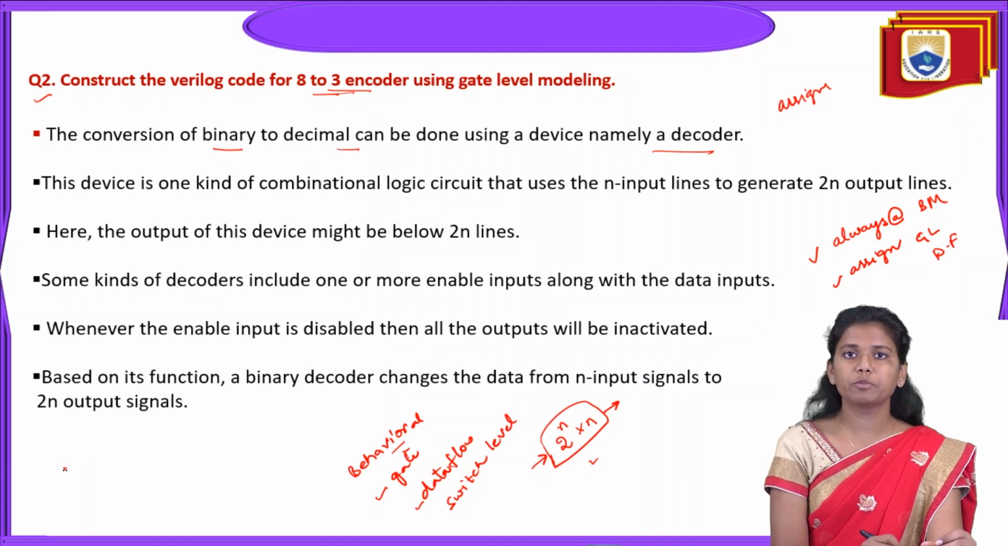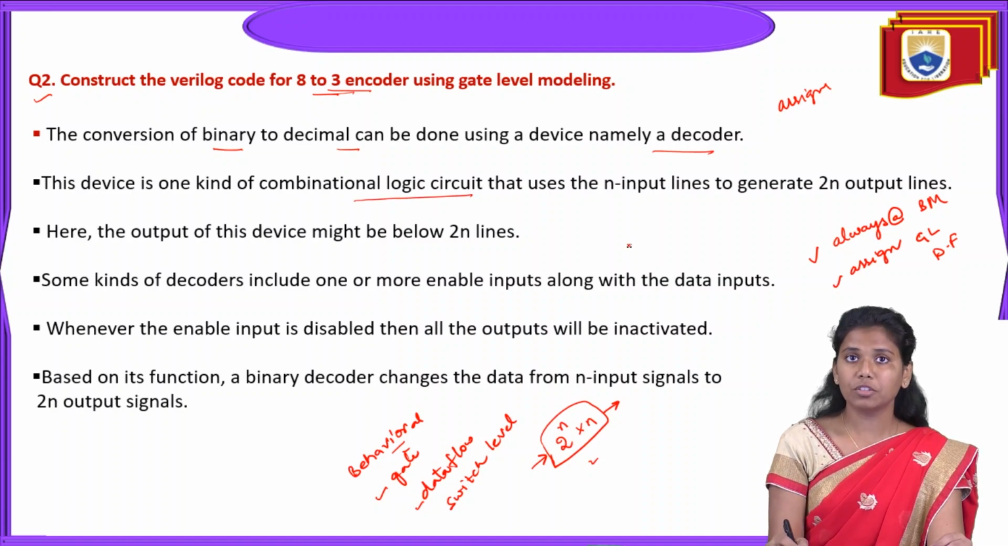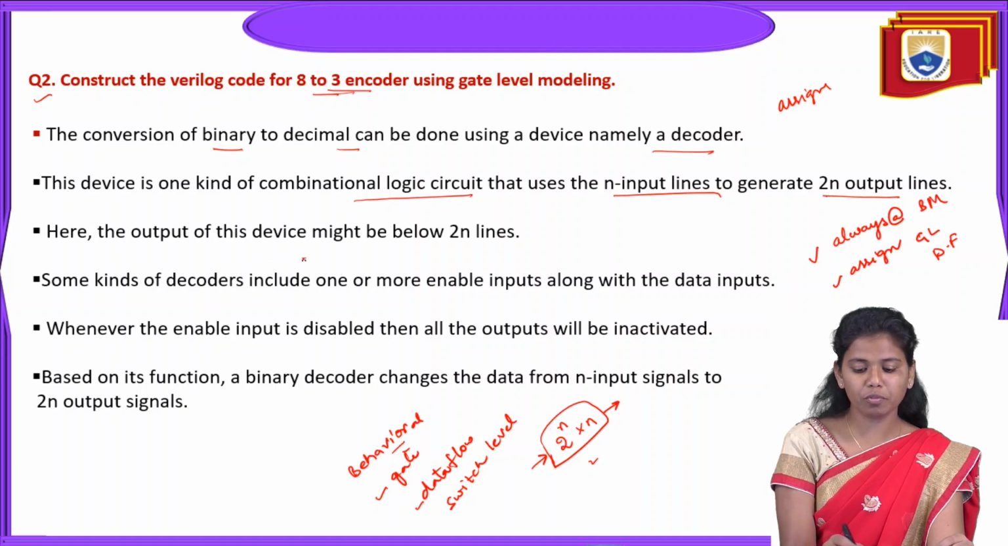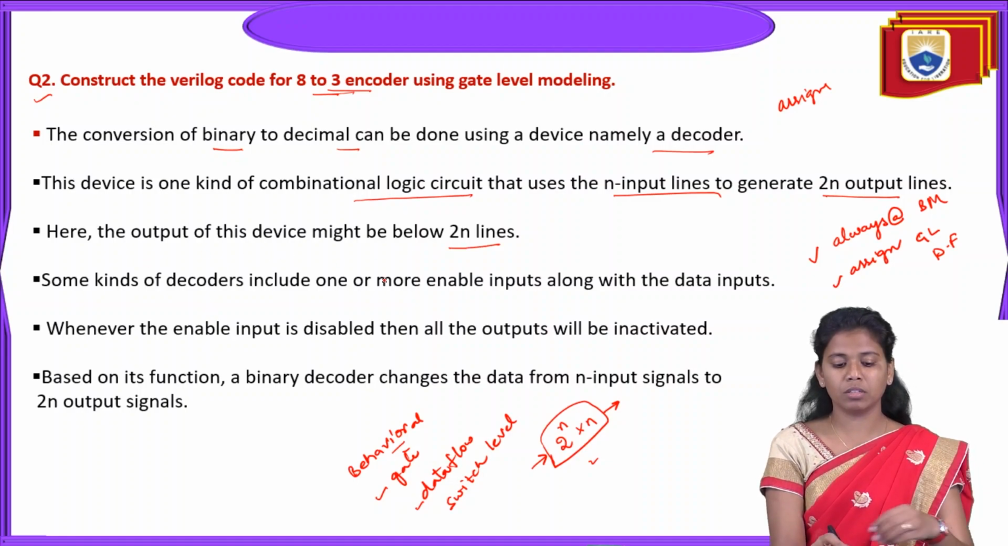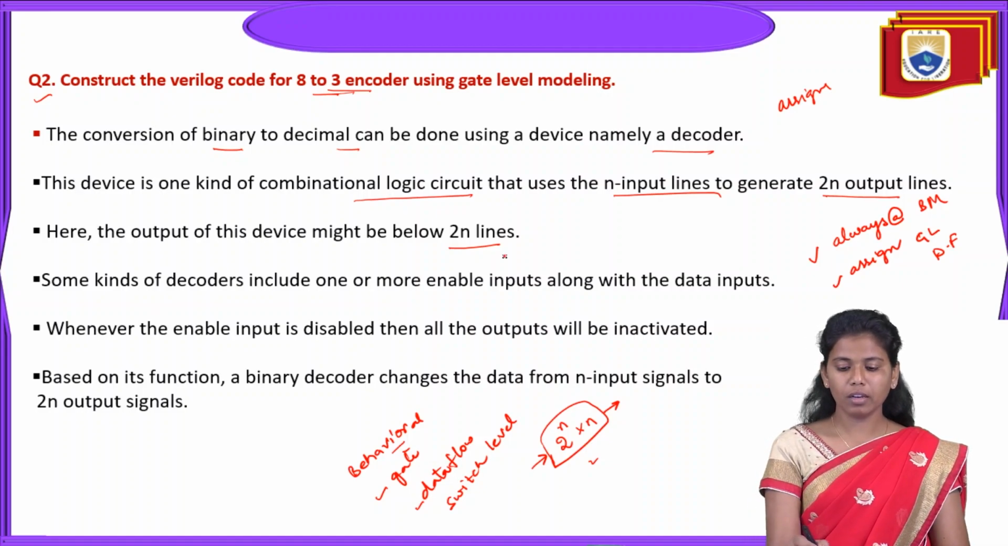So this is one of the main specifications of the encoder, where it converts binary to decimal bits. And this device is one kind of combinational logic circuit that uses n input lines to generate 2 power n output lines. So if there are n input lines, we'll observe 2 power n output lines, right?